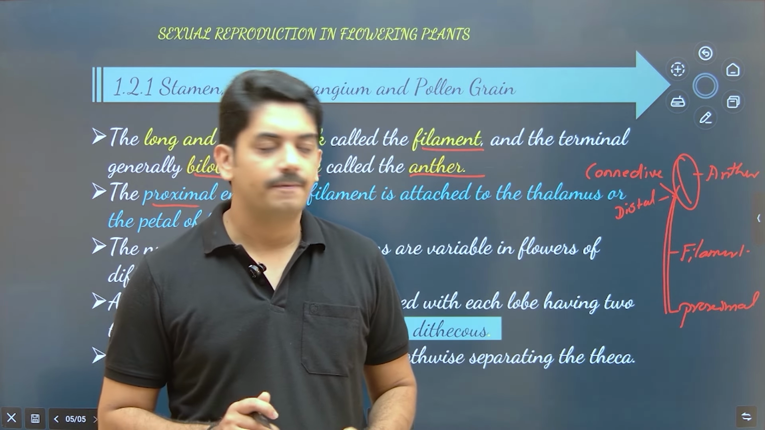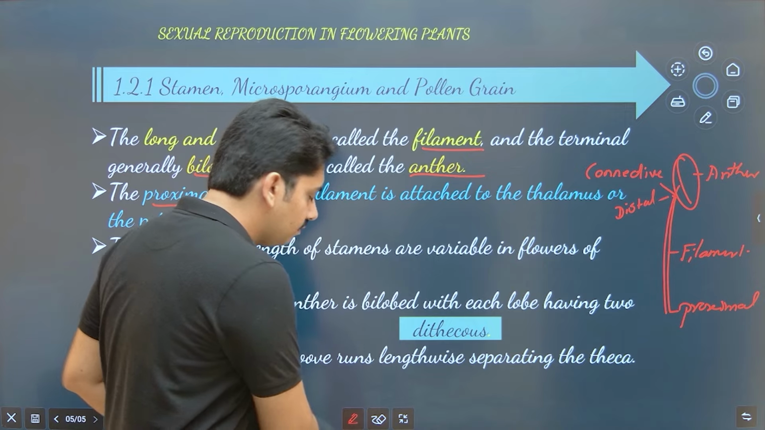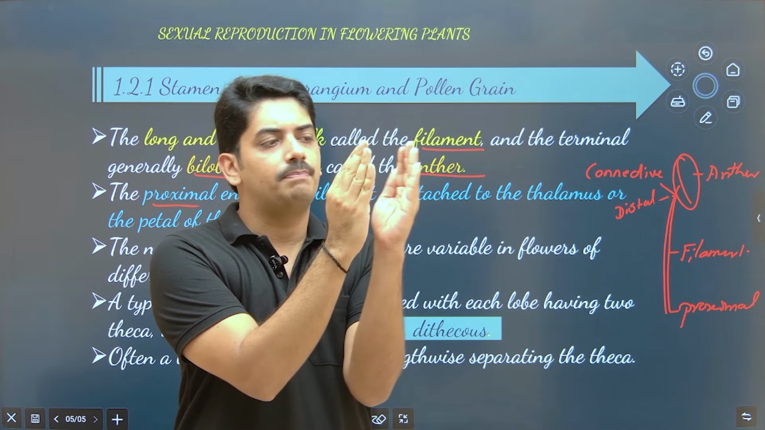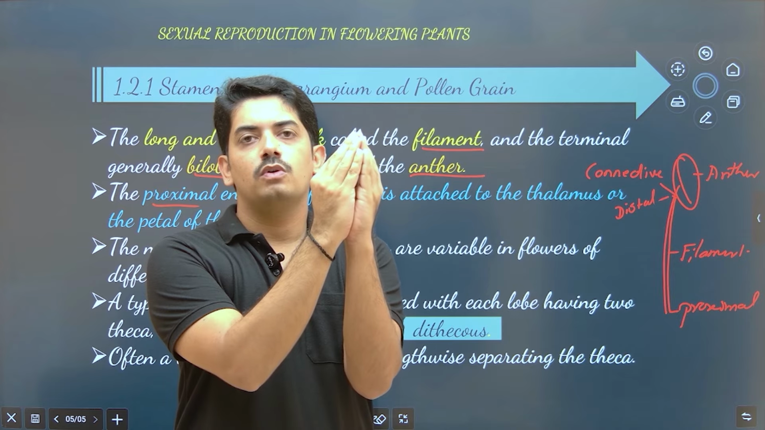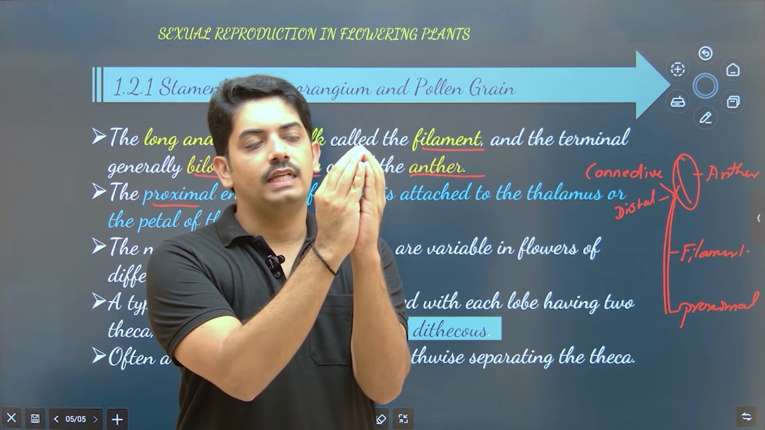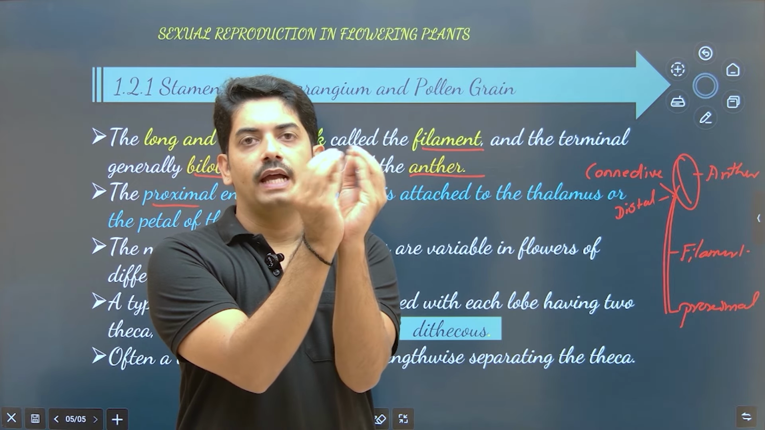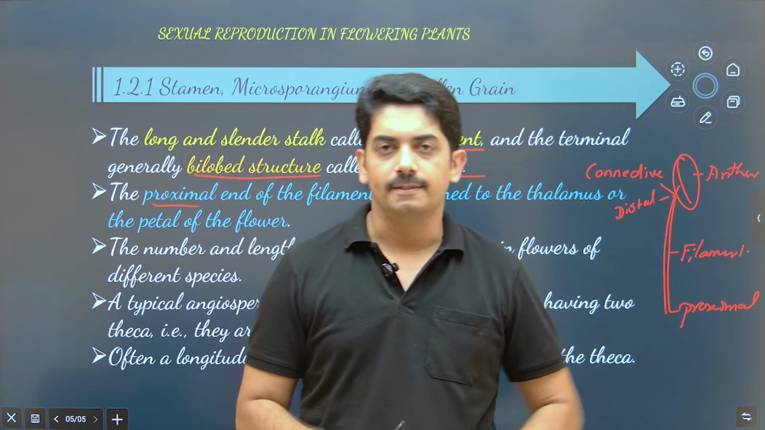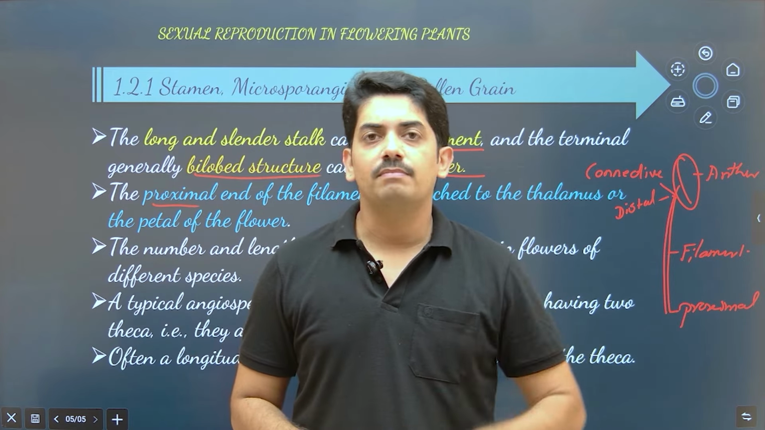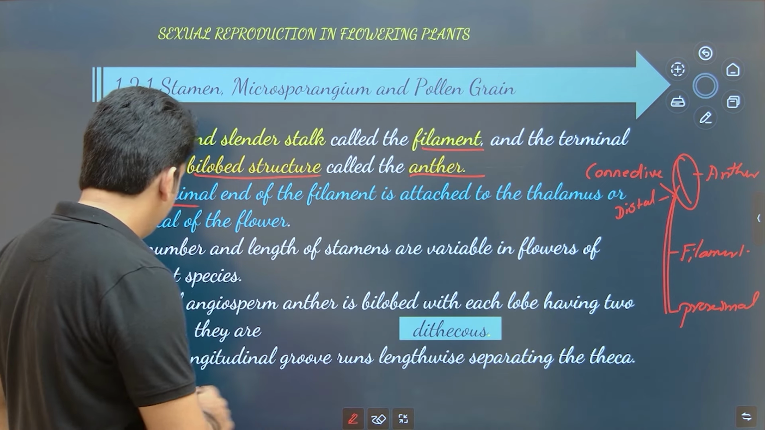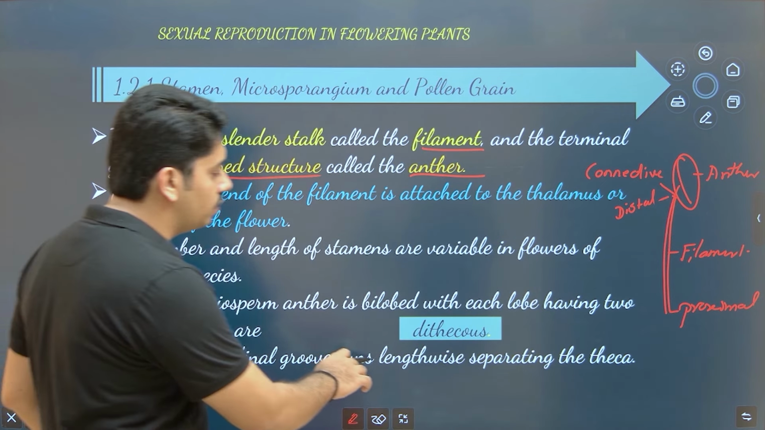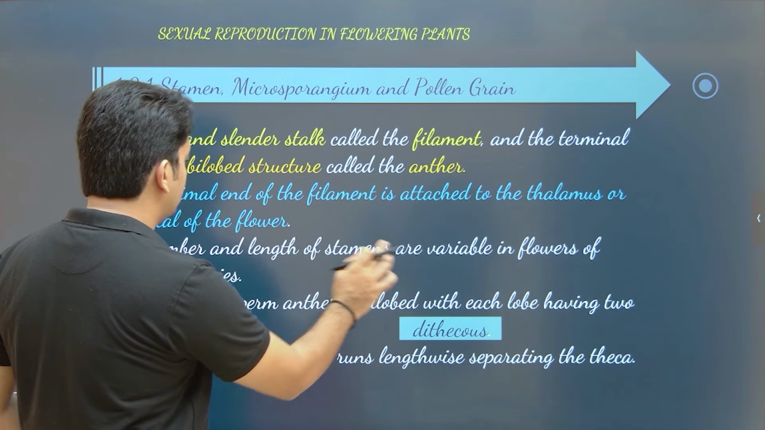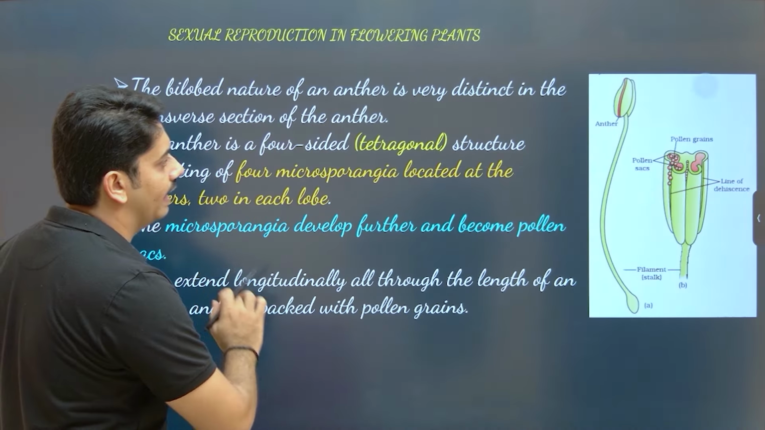Bilobed in the sense what? Now if I say, see, this is one anther, the lower part is the filament, the upper part is the anther. If you just observe that, it is like this with the two lobes and they are fused. Okay, so that is called bilobed anther. What is there inside the bilobed anther? That we will see. Okay, often longitudinal grooves run lengthwise, separating the theca. We'll see what is theca in this slide.